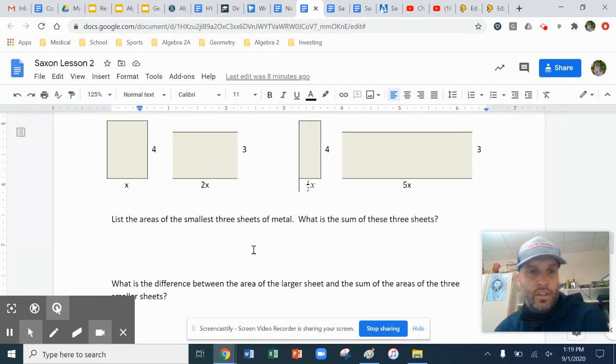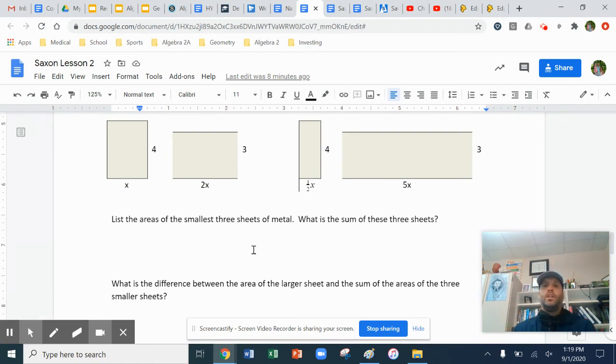Lastly, we're going to look at the area of some sheet metal to combine like terms and figure out a total area of these pieces. So we're going to do two things. We're going to list the areas of the smallest 3 sheets of metal, and what is the sum of these sheets, and then what is the difference between the area of the larger sheet and the sum of the areas of the 3 smaller sheets.